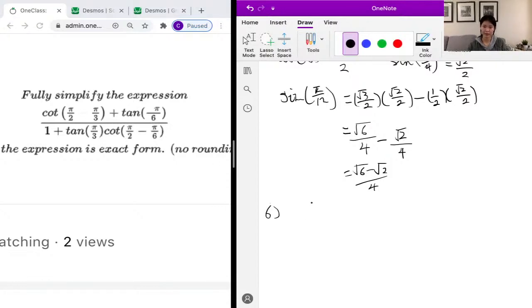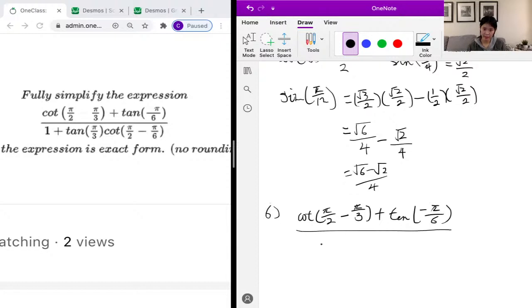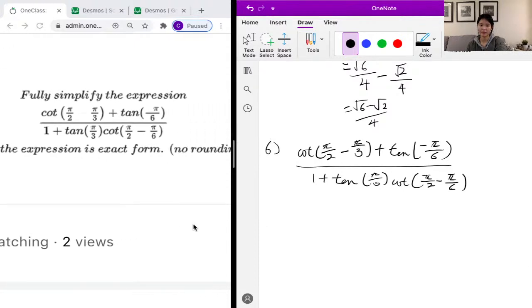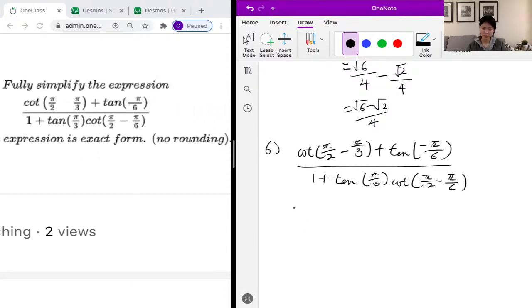Okay, so we want to simplify the expression cotangent of pi over 2 minus pi over 3 plus tangent of negative pi over 6, divided by 1 plus the tangent of pi over 3 multiplied by cotangent of pi over 2 minus pi over 6. Okay, this is what we want to simplify. So let's see what we need to do.